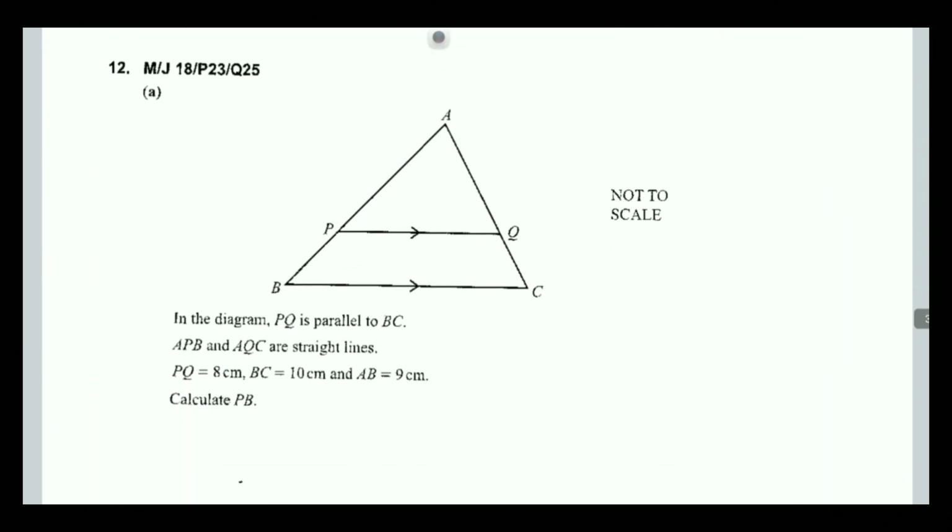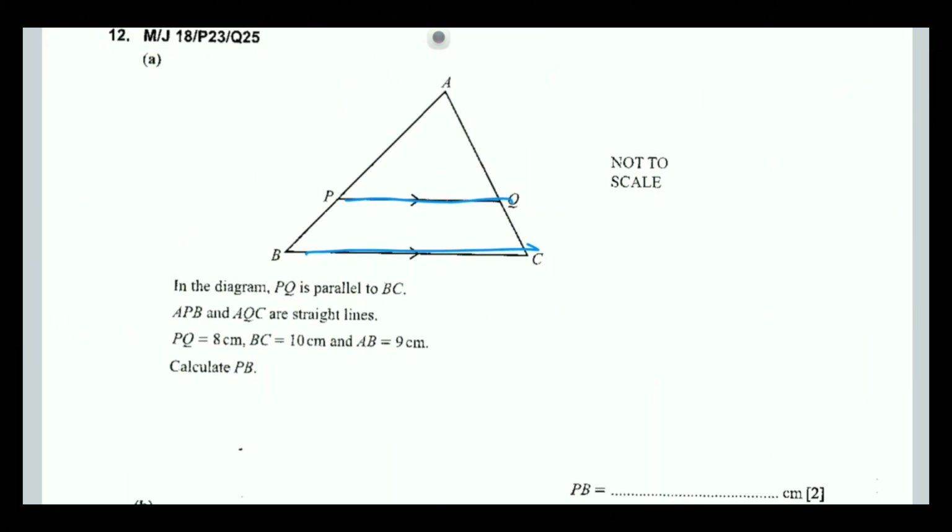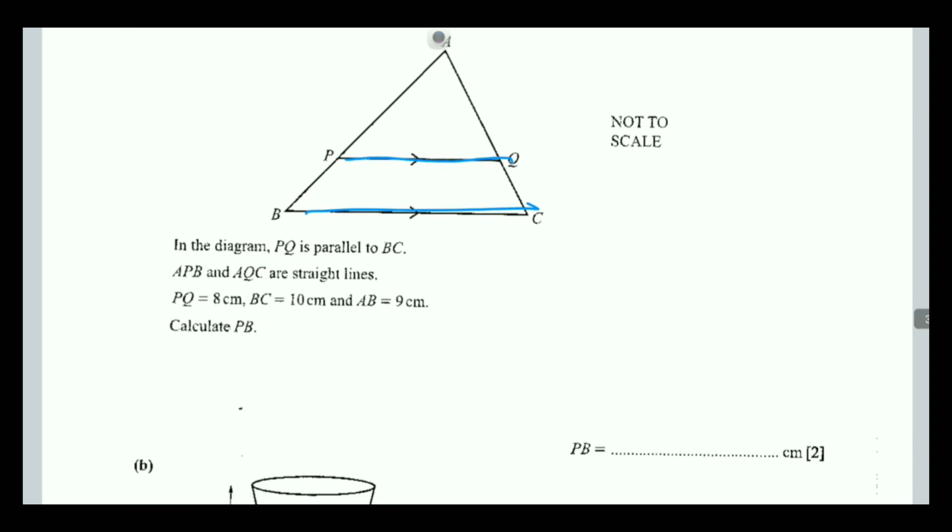Question number 12. In the diagram, PQ is parallel to BC. As I told you above, if two lines are parallel, they will make similar triangles. So what we will do here, it means that triangle APQ and triangle ABC are similar. We have to calculate PB.